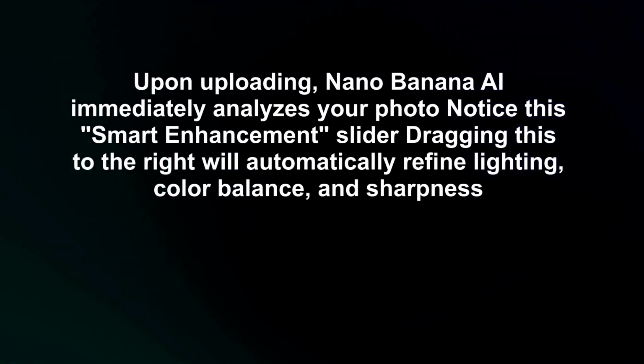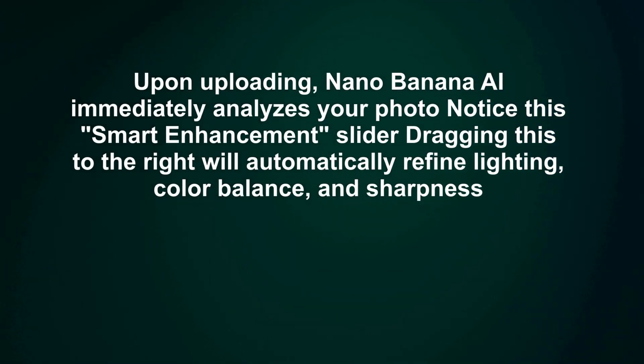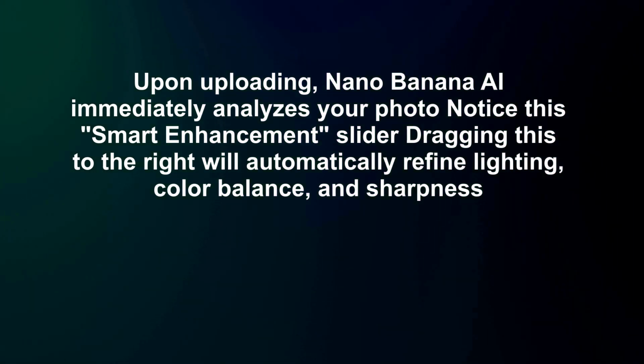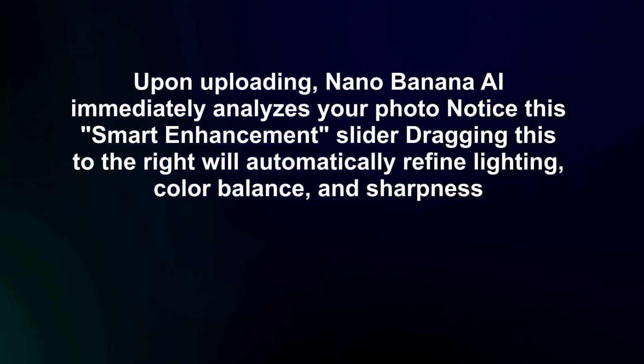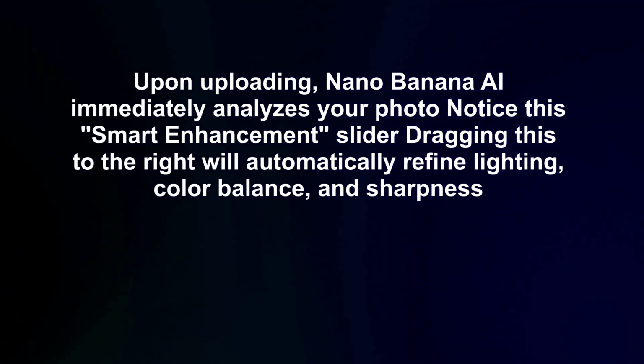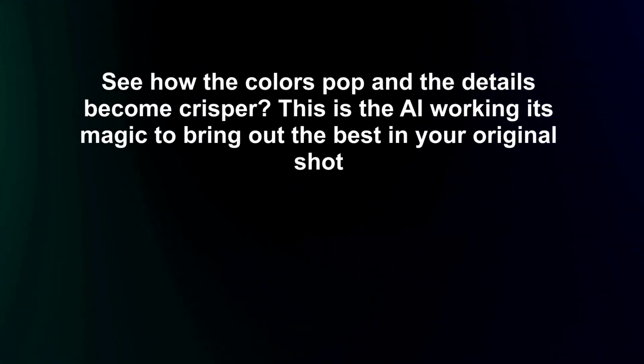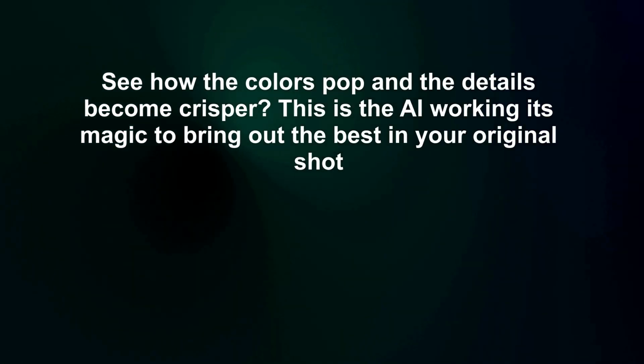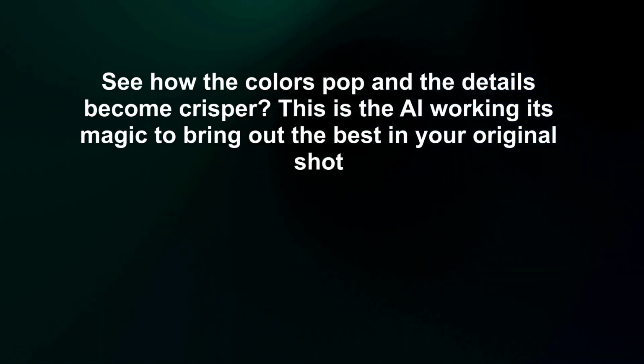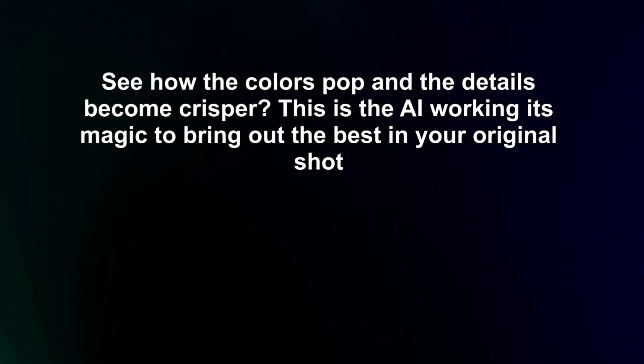Upon uploading, Nano Banana AI immediately analyzes your photo. Notice this smart enhancement slider. Dragging this to the right will automatically refine lighting, color balance, and sharpness. See how the colors pop and the details become crisper. This is the AI working its magic to bring out the best in your original shot.